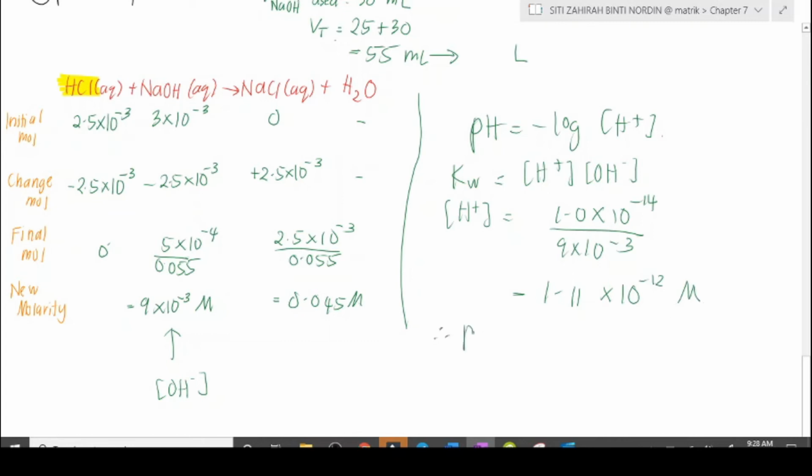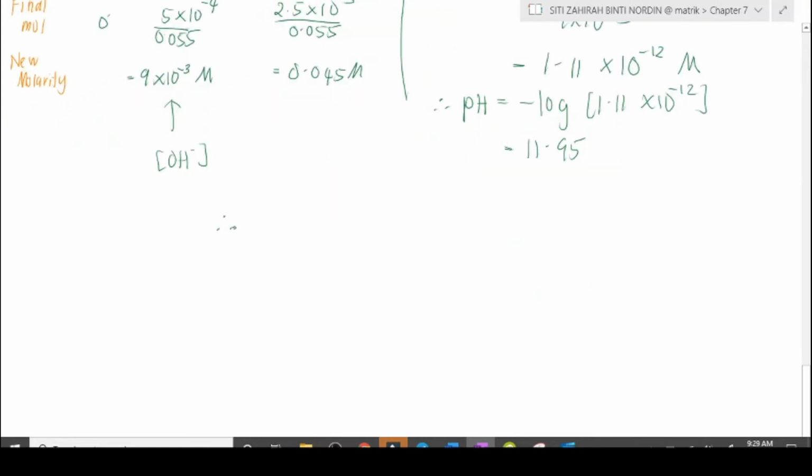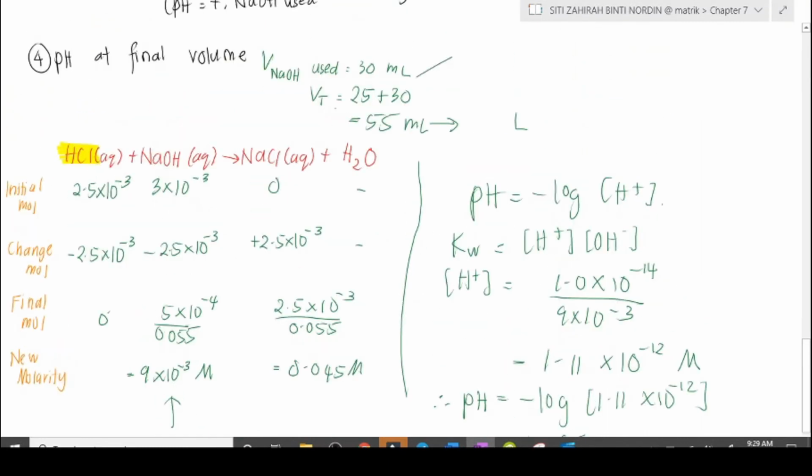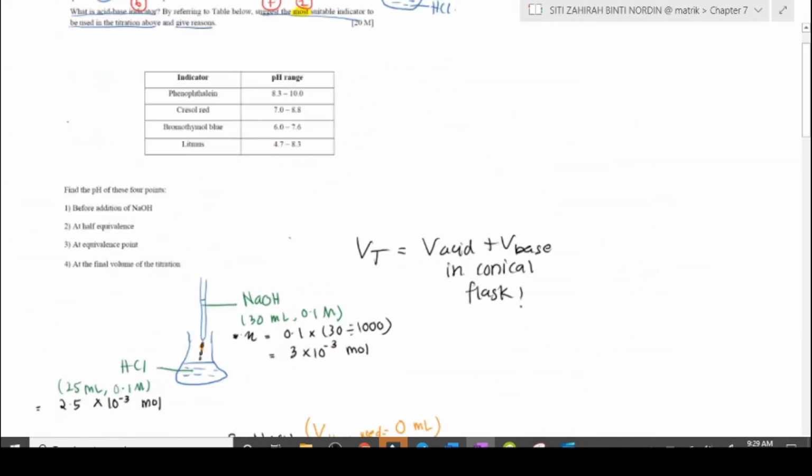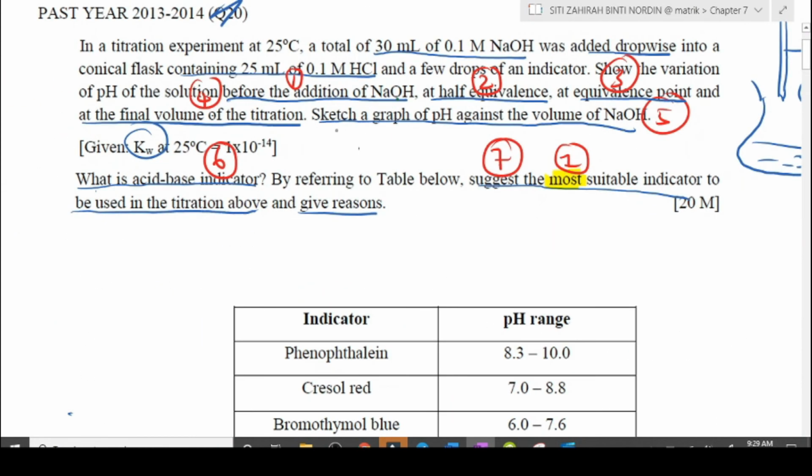So our pH at final volume of titration would be 11.95. So made a summary. So when the pH is 11.95, the volume of sodium hydroxide used would be 30 mL. So next question is for you to sketch your graph.